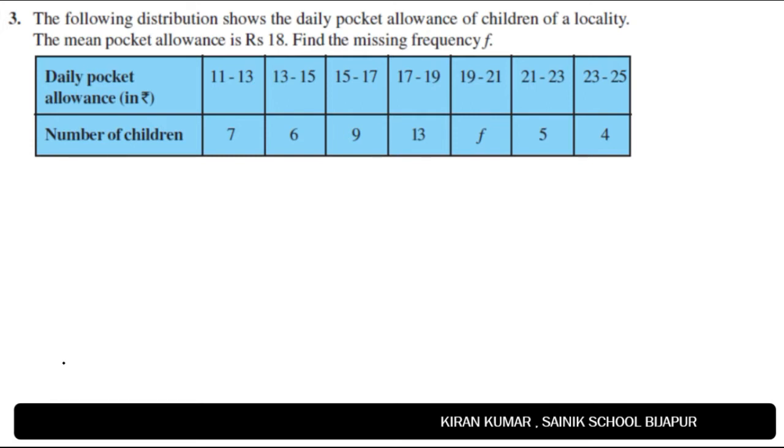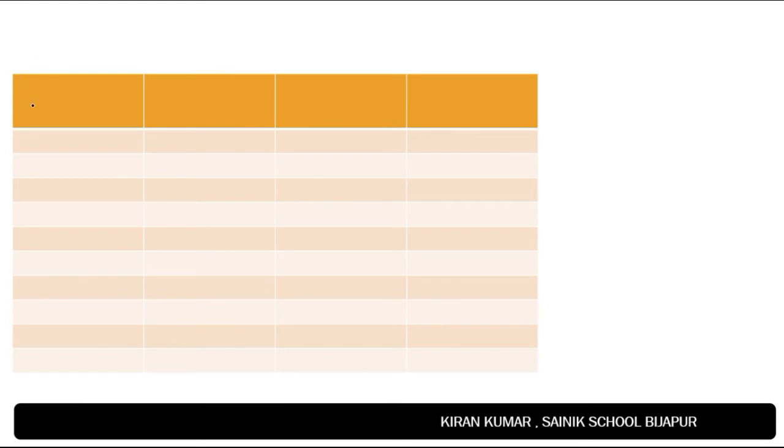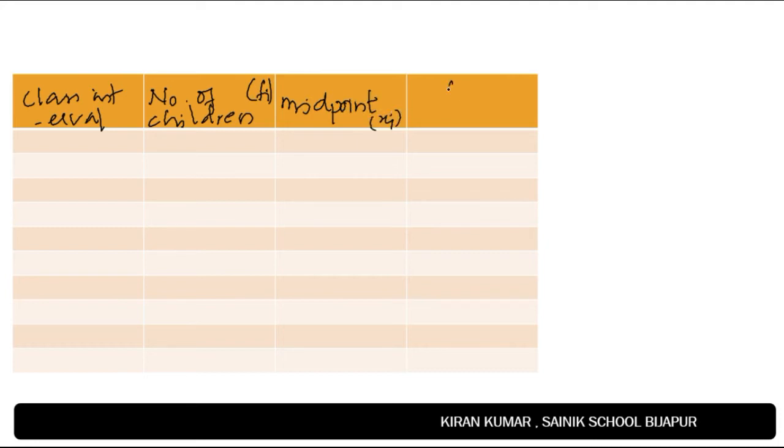Question number 3. The following distribution shows the daily pocket allowance of children in a locality. The mean pocket allowance is rupees 18. Find the missing frequency f. So the class intervals are given here. Let me write class interval, and the number of children, it's frequency fi. We shall find out the midpoint, that's xi. Then we shall find fi xi.